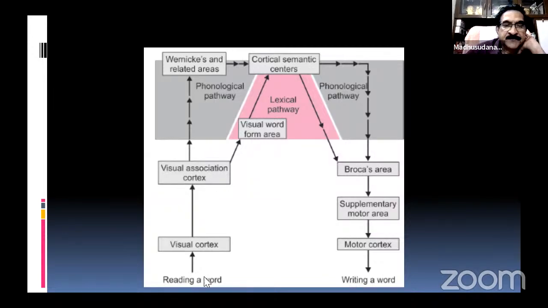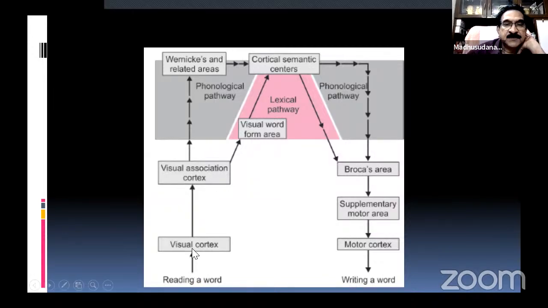In fact, this is the pathway you have to look at. When you read a word, it goes to the visual cortex, then to the visual association cortex. From there, you have two ways you can read. One, how do you normally read? You don't read letter by letter. You read the whole word, correct? Why are you reading the whole word? Because those words are in your dictionary, and the dictionary is called the lexicon.